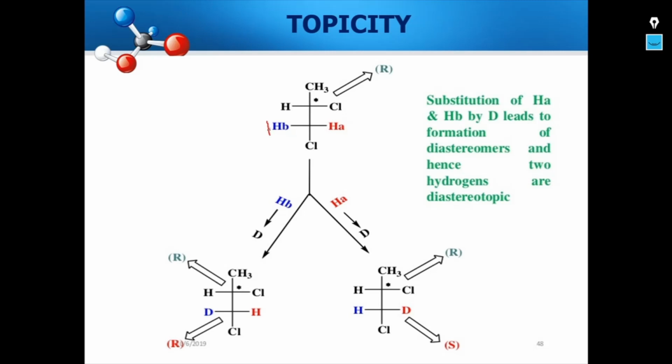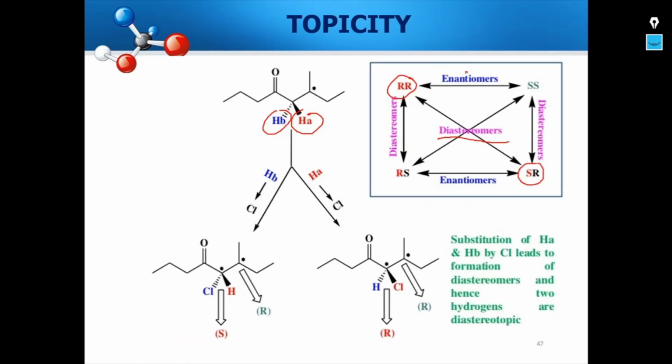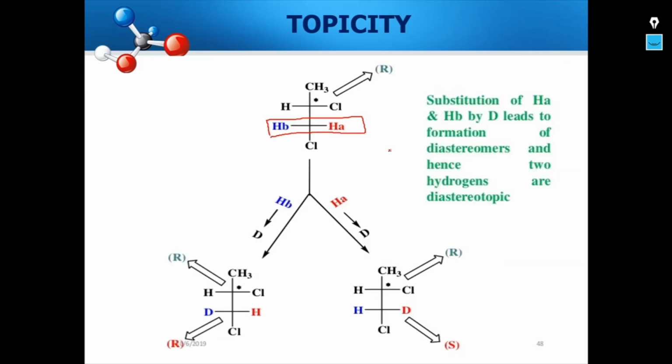Another example where we have these two hydrogens. We substituted with deuterium, and again here we already have a chiral center, so as a thumb rule, the hydrogens attached to the carbon adjacent to the chiral center are diastereotopic. We end up with two molecules, so they are diastereomers. It is RR and RS. RR and RS are diastereomers. Therefore these two hydrogens are diastereotopic in nature.